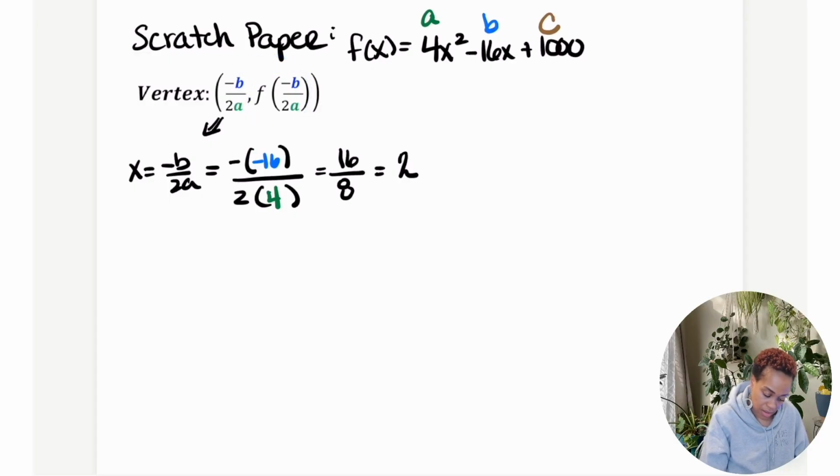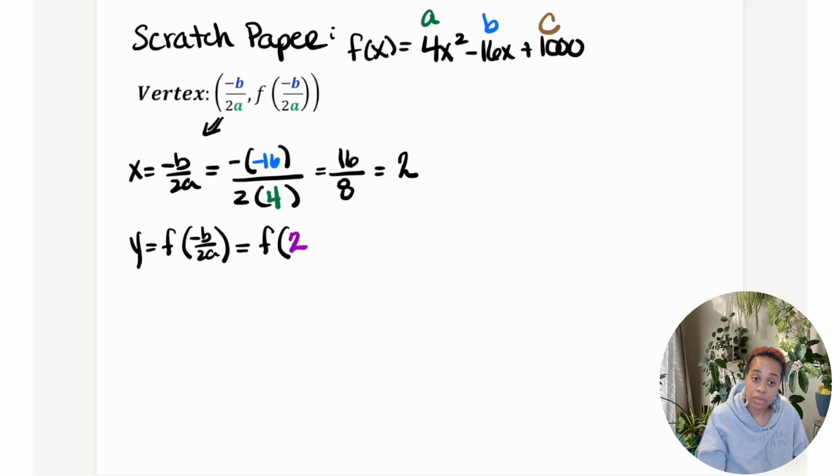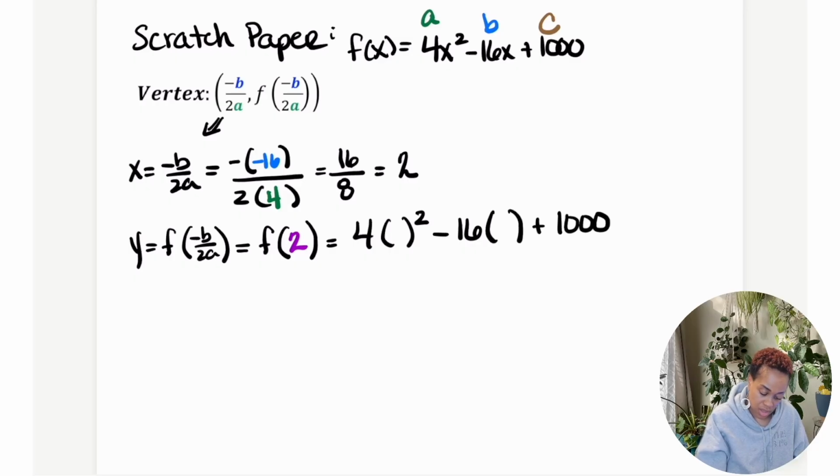Okay, so let's find our Y. So Y is equal to the same thing as F at negative B over 2A. So that's going to be equal to F at, we found that negative B over 2A was 2, right? So that's going to be at 2. Okay. So that means take 2 and substitute in for every x that you see in the quadratic equation. So let's see. We have 4. That number is going to be squared minus 16 times x plus 1,000. So far, so good.